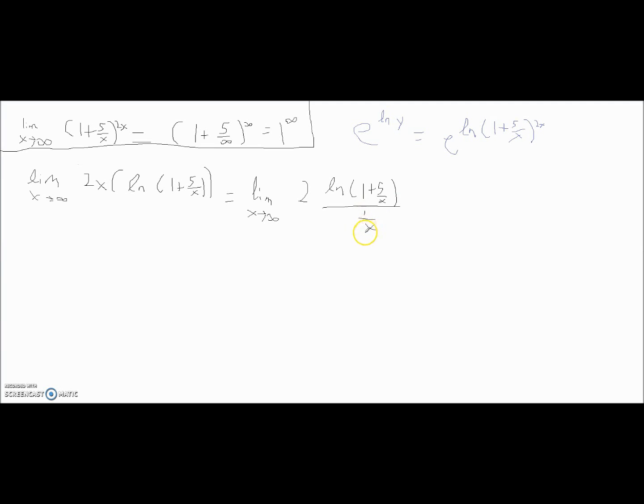Now, when you plug in your infinity, this will go to the natural log of 1, which, if you look at the graph of the natural log, is 0. And then 1 over x also approaches 0. So here you have 0 over 0, which is fantastic. We can finally use our L'Hopital's.